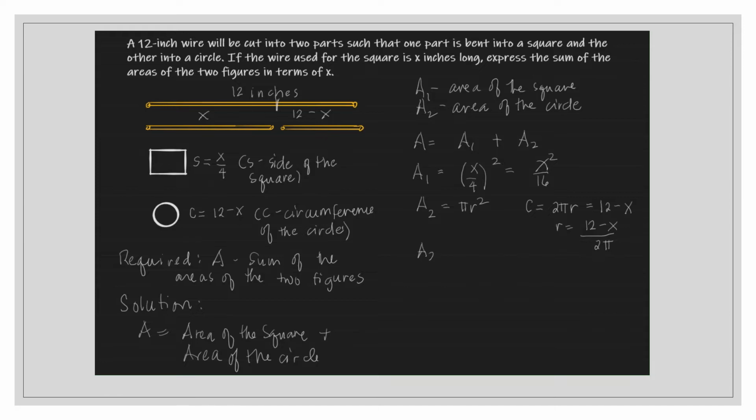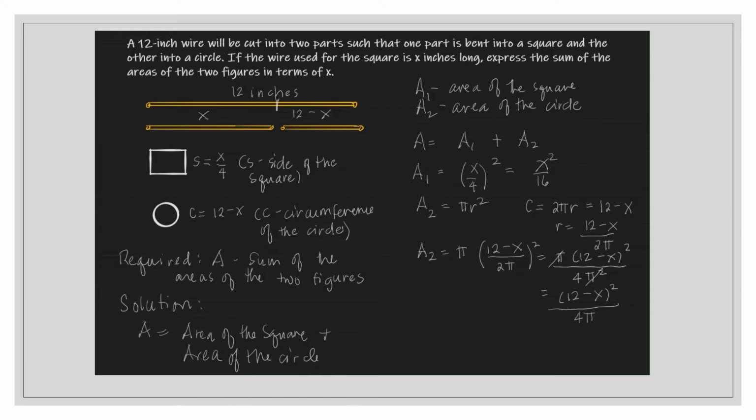Therefore, A2 is pi times the square of the radius, which is now 12 minus x all over 2 pi. If we square this, we have pi times 12 minus x squared all over 4 pi squared, and we can cancel pi, giving us 12 minus x quantity squared all over 4 pi.